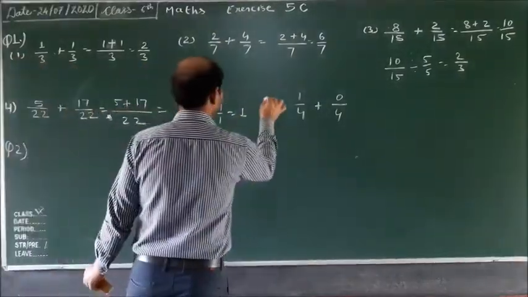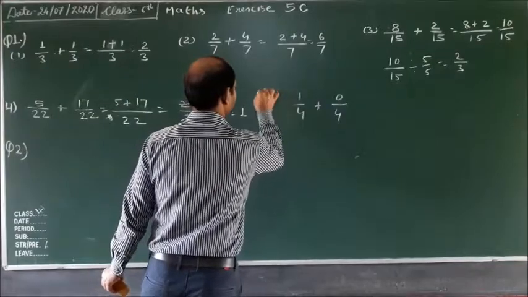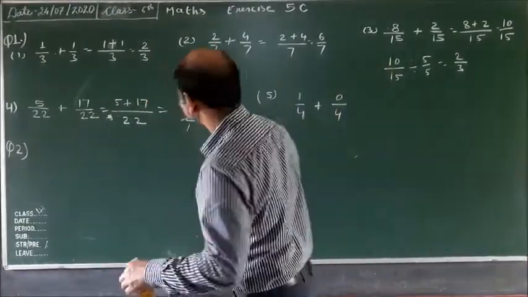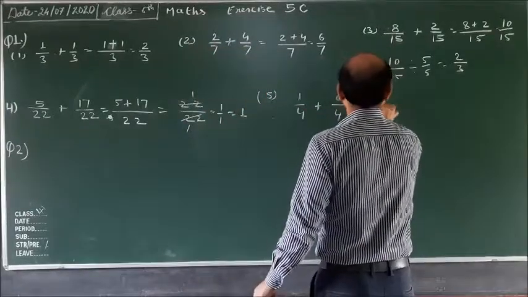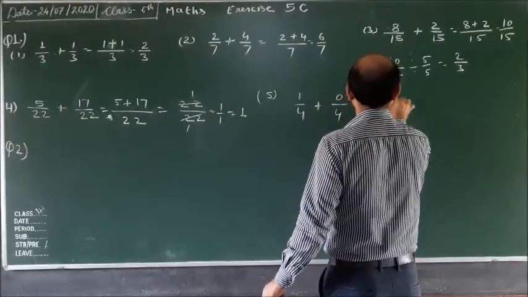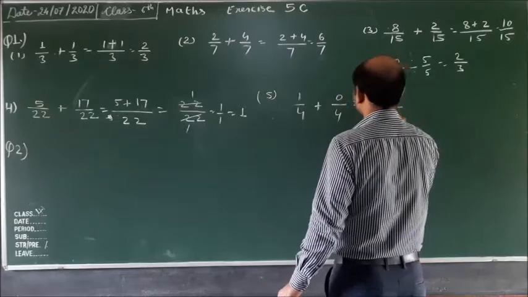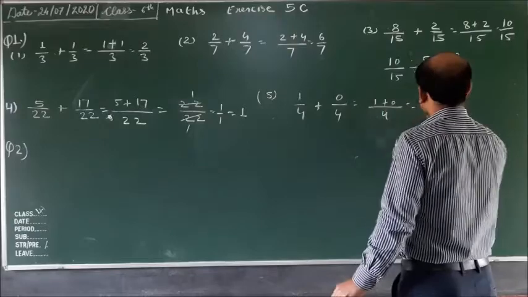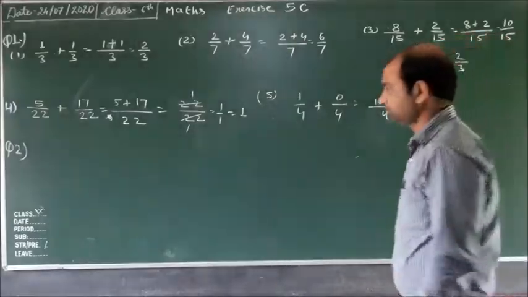Now question number 5, 1/4 plus 0/4. This equals 1 plus 0 over 4, equals 1/4. This is your answer.